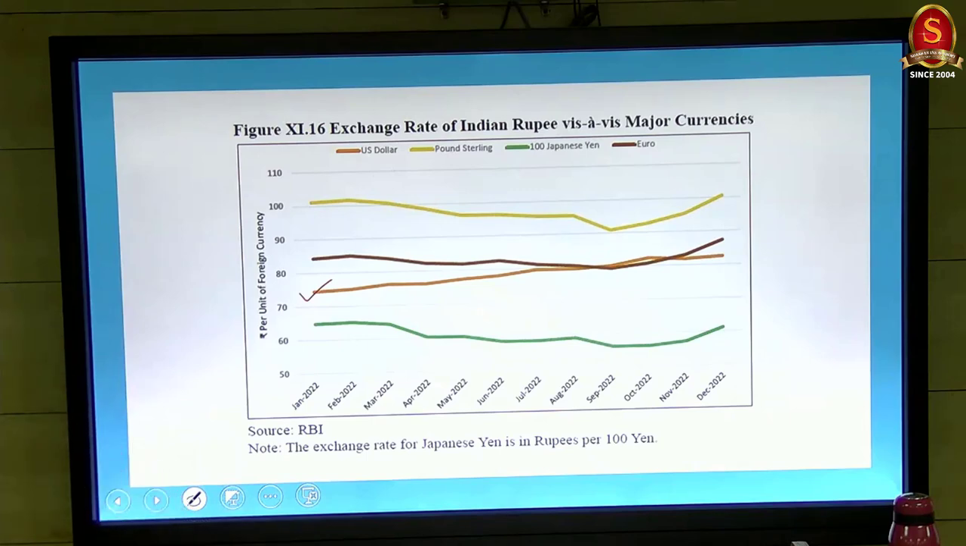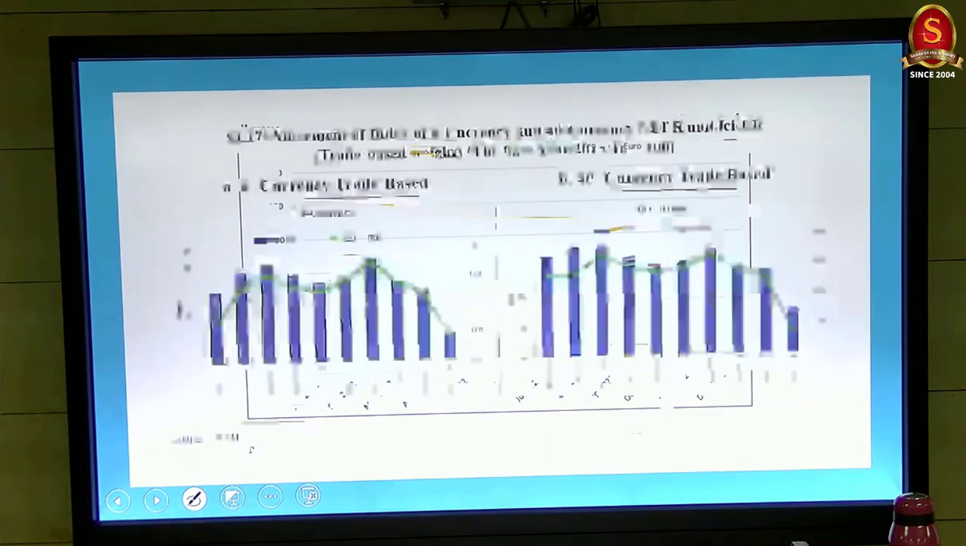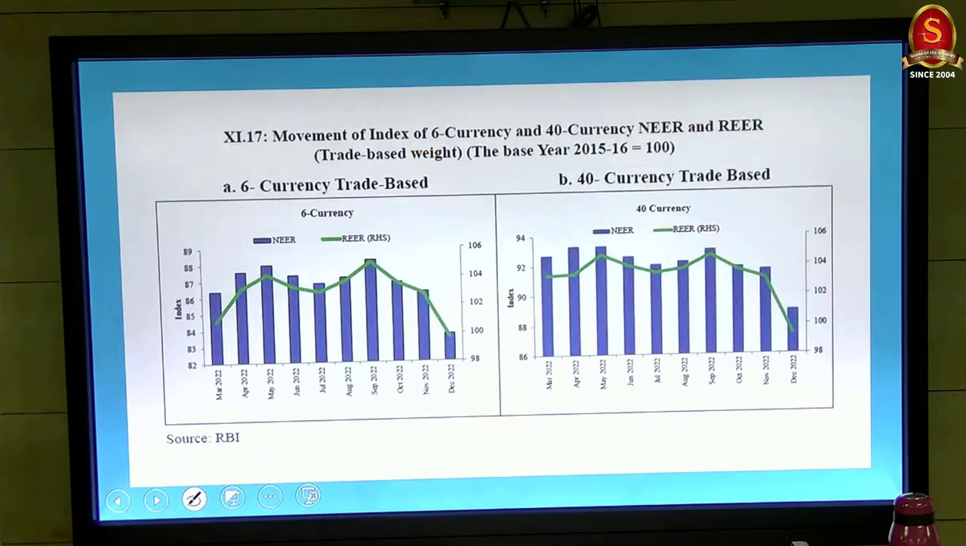What do you want to happen to the currency? Appreciate or depreciate? Why are you not answering? What do you want to happen to our Indian currency? Appreciate or depreciate? Appreciate. Why do you want it to appreciate?